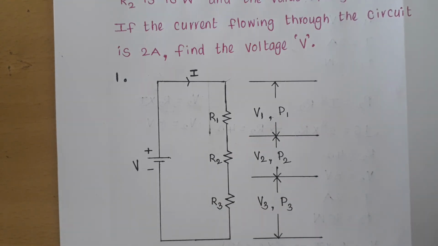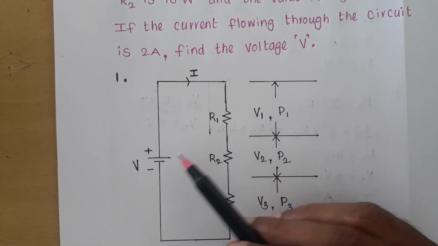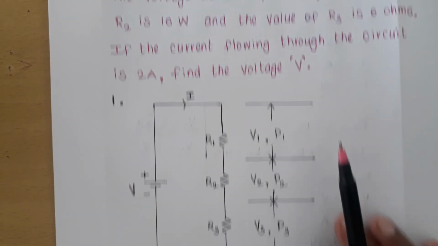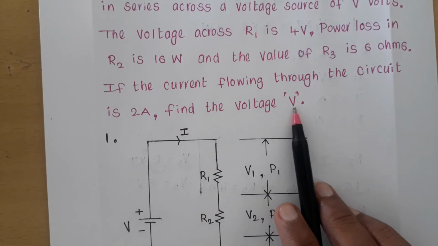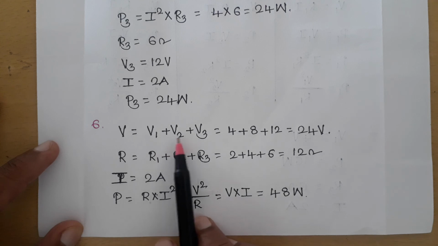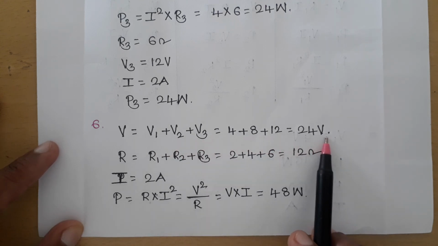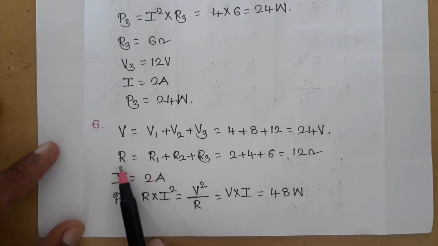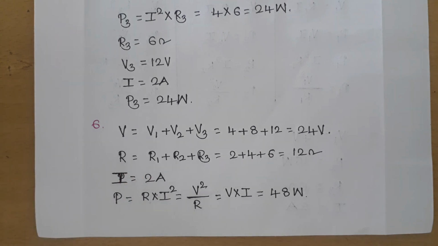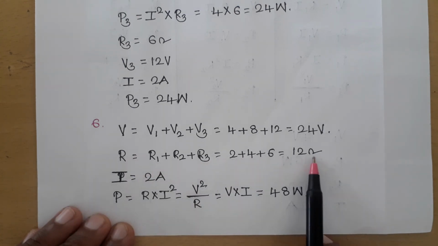Now let us try to find those values. What is the source voltage V? What is the total power P given by the source? Finally, he is asking only to find the voltage V. So here V is equal to V1 plus V2 plus V3. That is 4 plus 8 plus 12 equal to 24 volts. Similarly, we can replace all the three resistors connected in series with one value R equal to R1 plus R2 plus R3. That is 2 plus 4 plus 6 is 12 ohms.